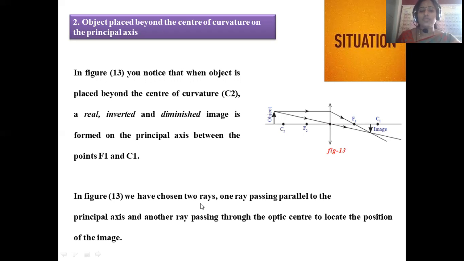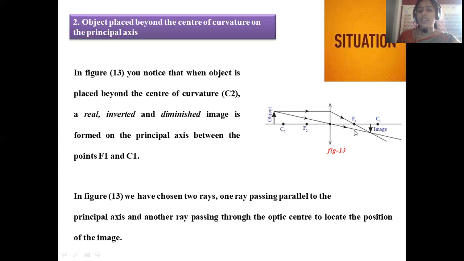In figure number 13, we have chosen two rays. One ray passes parallel with respect to the principal axis. This is the principal axis. On this, we have center of curvature, focal point, and again center of curvature, focal point. And here is the mirror. What is the mirror? The double-headed arrow indicates a convex mirror, right? So one of the lines is exactly parallel with respect to the principal axis, that is the upper one, and the lower one is moving at a certain angle and crossing the optic center.